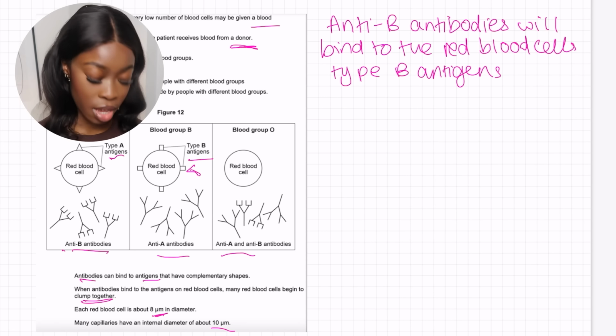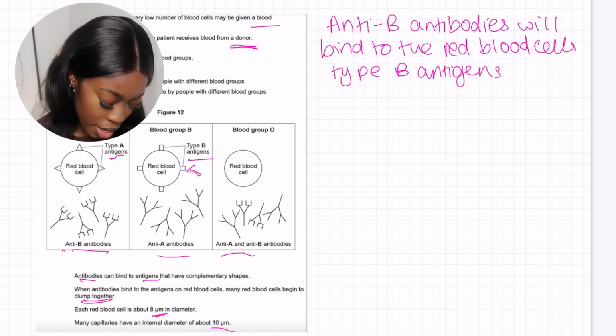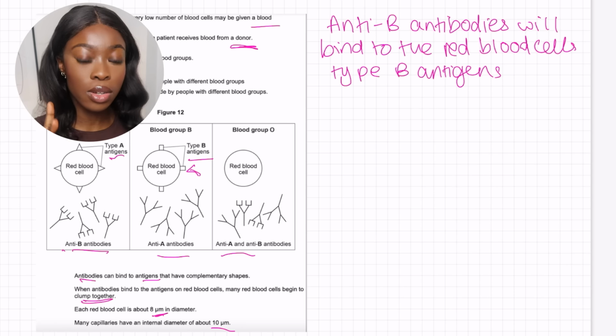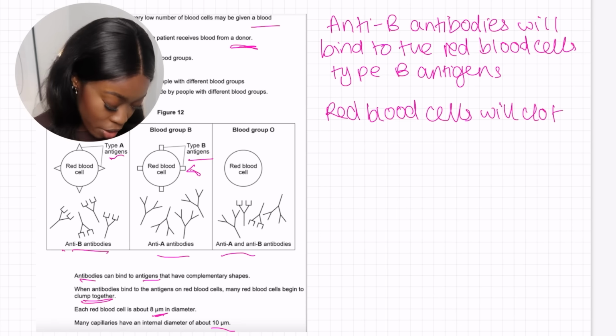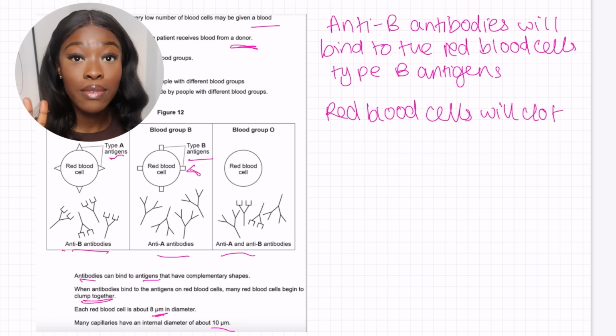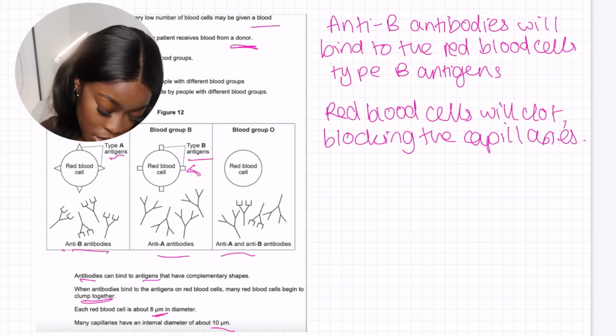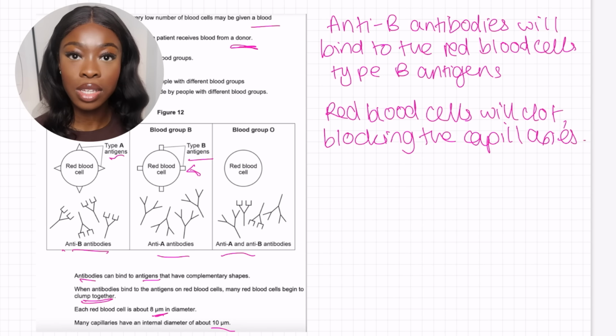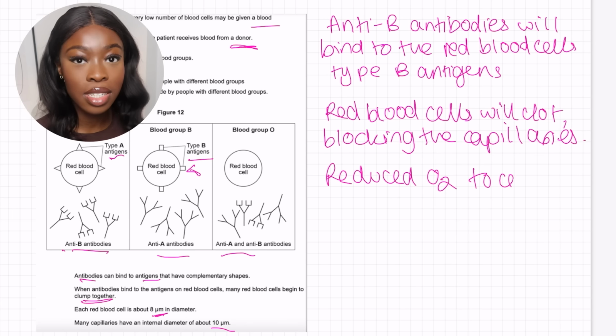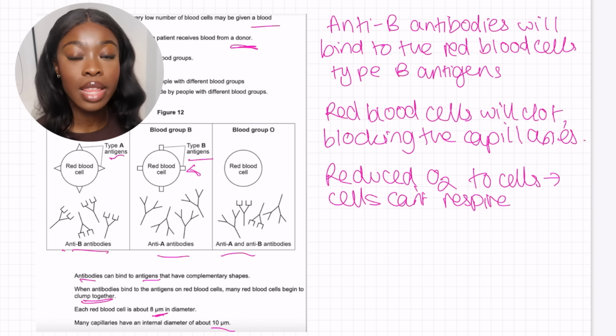And something that you might think is, why did they give us numbers? Why did they give us 8 micrometers and 10 micrometers? Let's just talk about if there's 2 red blood cells that clot, that means it will be 16 micrometers in total, and the capillary is only 10. So that means that if you have even 2, the capillaries are going to block. And if the capillaries block, what does that mean? The capillaries blocking will mean that oxygen doesn't get to the cells. The person cannot carry out respiration, cells can't respire, and that's really dangerous.